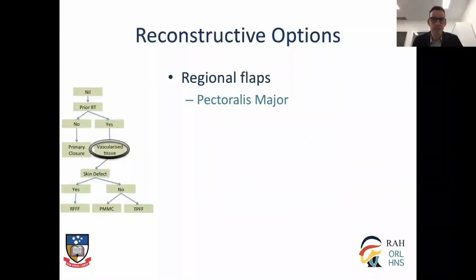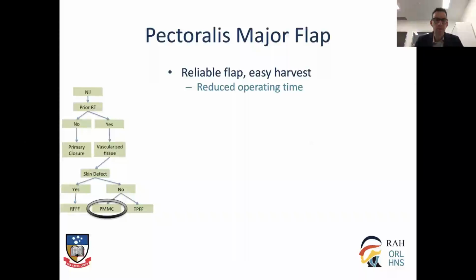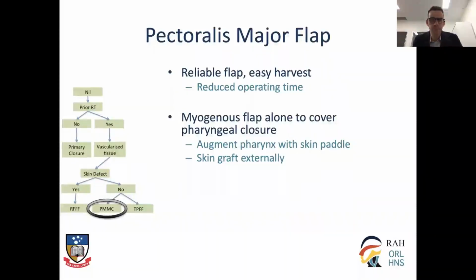And so we do have a number of reconstructive options for this. We can consider the pectoralis major regional flap, the radial forearm, and the temporoparietal free flap that I'll talk about now. The pectoralis major is, as we know, a reliable flap. It's very easy to harvest. The operating time is short. It's within the field. We have options of either taking the skin paddle or taking a muscle-only flap, which we can use to cover the pharyngeal closure. And then if required, skin graft the muscle externally, and that gives a very good cosmetic result at the end of the day.